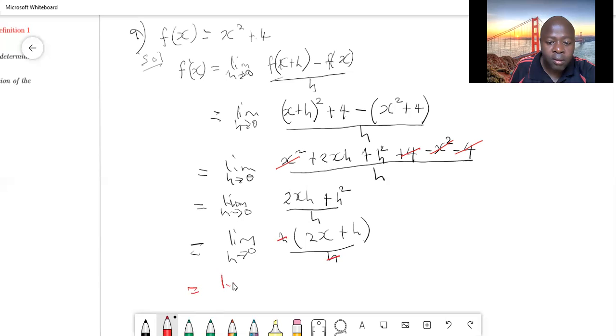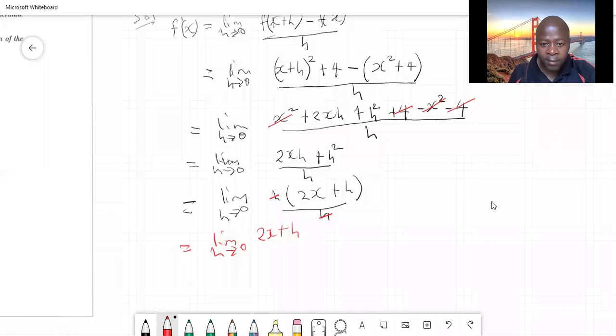You are left with the limit of 2x plus h as h tends to 0. Now at this point, since the denominator is not there, we are not in danger of division by 0, so we now plug in 0 where there is h, so we'll have 2x plus 0, so our answer becomes 2x, and that is the answer to this derivative.